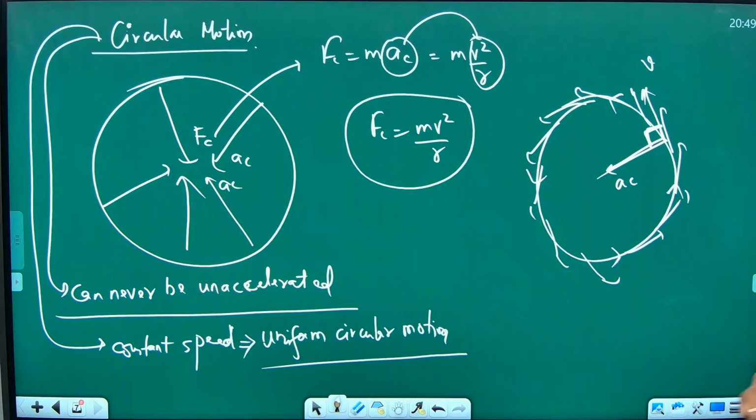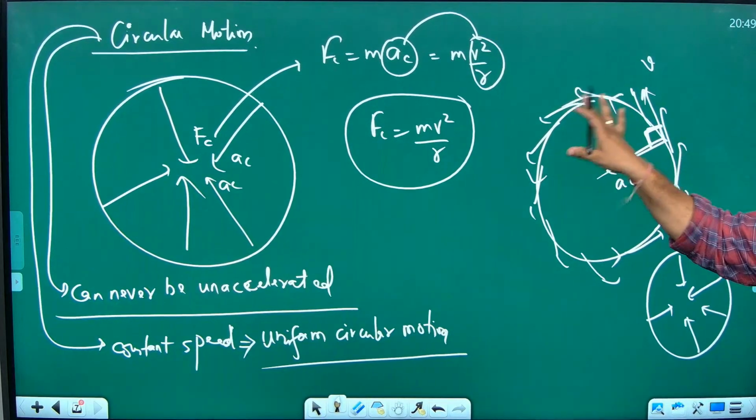Okay. Now I will tell you one more thing. If an object is moving in a circular path and its speed also is changing, what will happen? In addition to this centripetal acceleration, don't you think there will be another acceleration coming? Because the rate of change of velocity will be acceleration. What is that acceleration called? It can be called angular acceleration or tangential acceleration, which will act in the tangential direction.